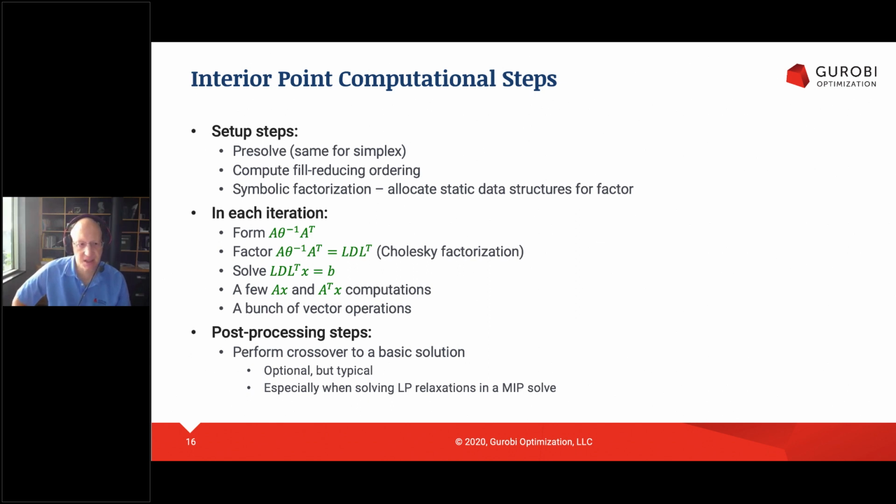If you list the steps involved in an interior point solver, there are actually quite a few. There are some setup steps, some things you do up front. You do a pre-solve to reduce the size of the original problem. You do a fill reducing ordering to reduce the cost of the factorization, and symbolic factorization to compute the structure of the factorization. And then in each iteration, you do some linear algebra. You form this A theta inverse A transpose matrix. You factor that matrix, you do a solve, you do a few other computations. The dominant computation here is the factorization. It's a Cholesky factorization of A theta inverse A transpose.